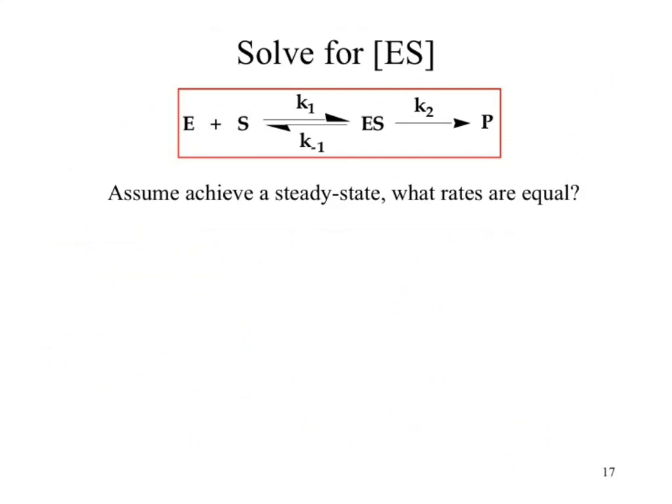So what we're going to do is assume that we reach a steady state. What rates are going to be equal to each other? K1, back and forth, and reverse back and forth? Not quite. That assumes they reach equilibrium, but they're reaching equilibrium with K2 at the same time. So what we're going to end up assuming in this case is that the rate of the formation of the enzyme substrate complex will be equal to the rate of the decomposition of the enzyme substrate complex. That's when we achieve steady state. So we are assuming that we're at steady state, and we have to make that assumption.